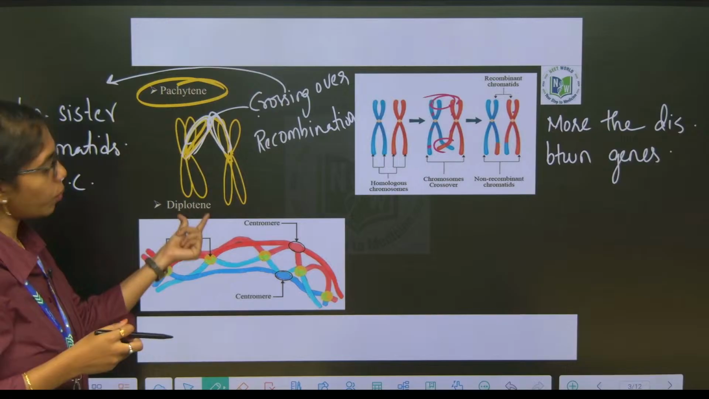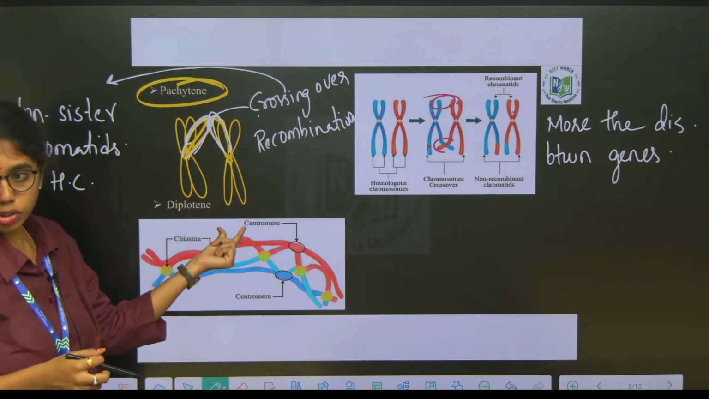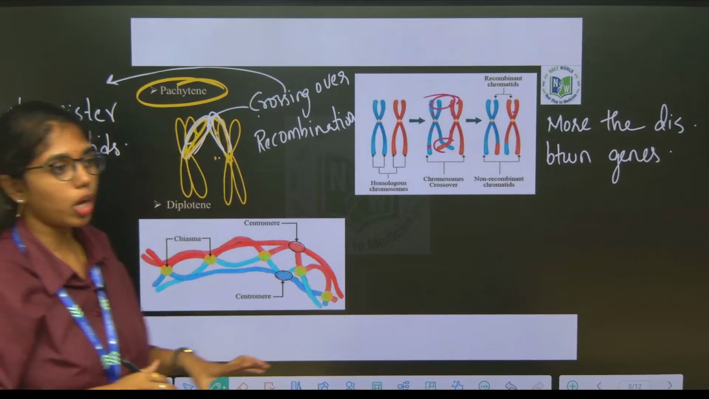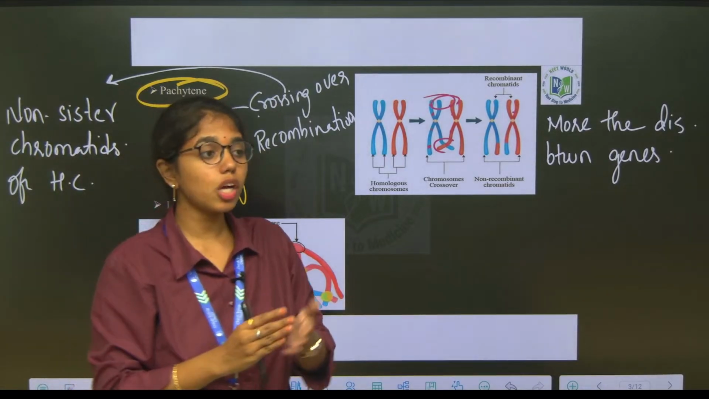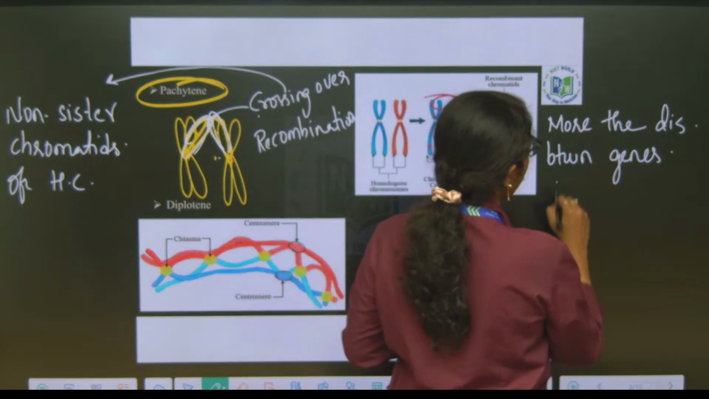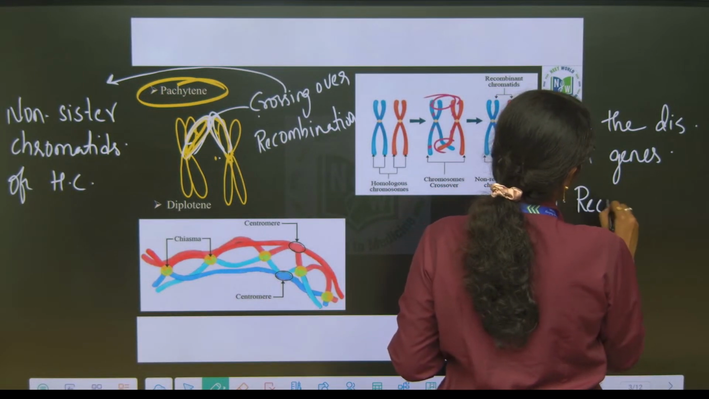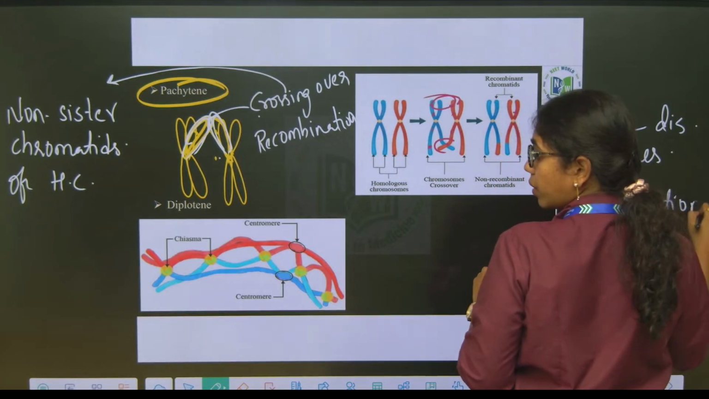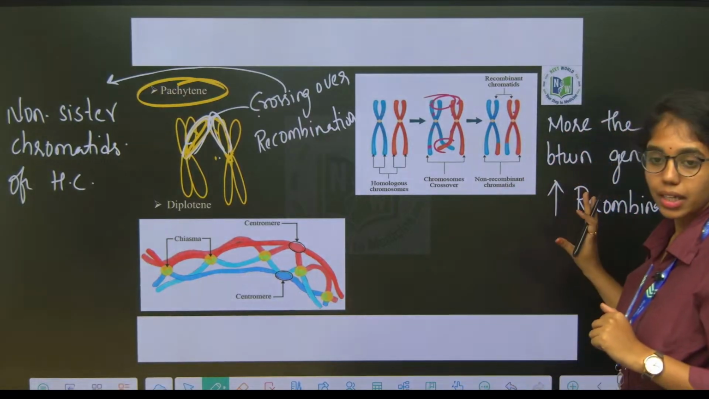See, this is one homologous chromosome, this is one homologous chromosome. Crossing over is happening between two non-sister chromatids of homologous chromosome. That crossing over is also distance mediated. More the distance between the genes, more is the possibility of recombination. Less the distance, less will be the recombination. Till here it is clear, right?